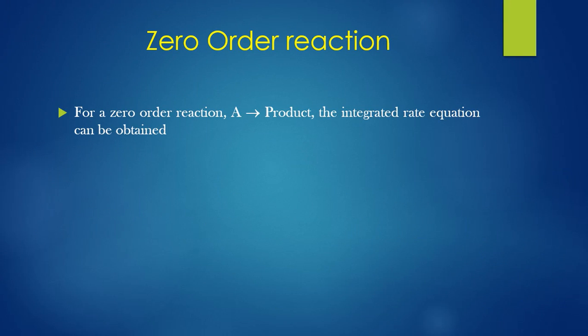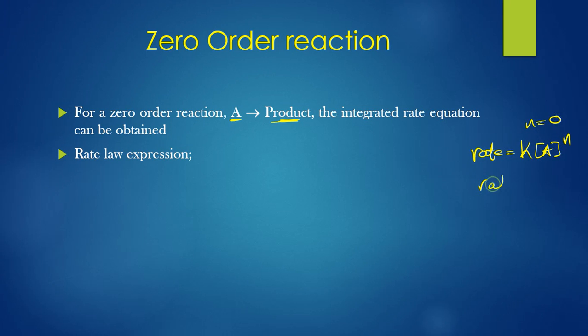Now let's look at the zero order reaction. For a zero order reaction, we have a single reactant decreasing with time in order to form the product. So the integrated rate equation can be combined. How can you come up with a rate law expression? The rate law is going to be different for the first and the second. So rate is equal to k times the concentration to the power n. Now here, since it's zero order, n is 0. So rate will take this form.